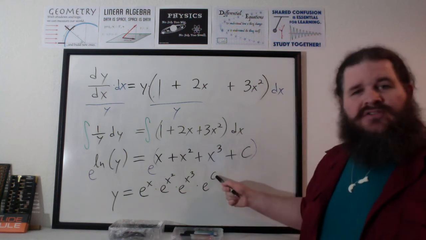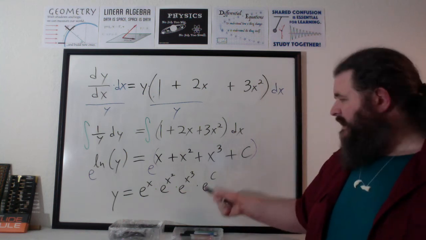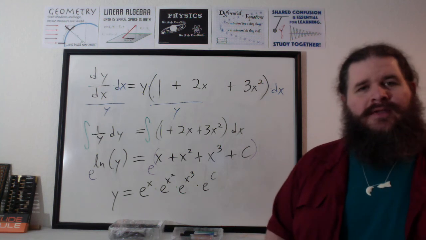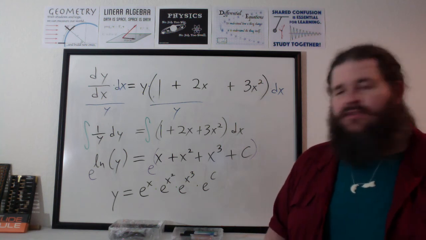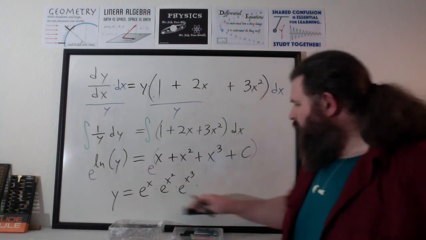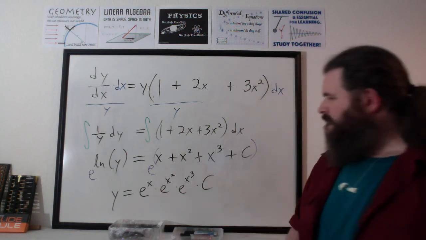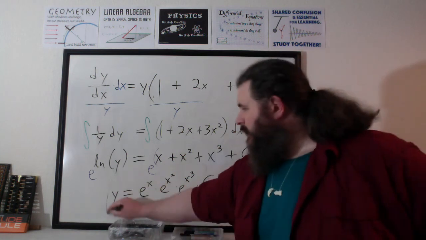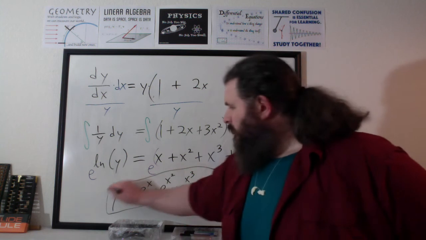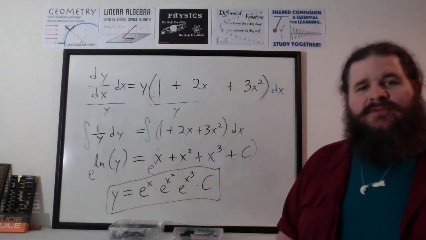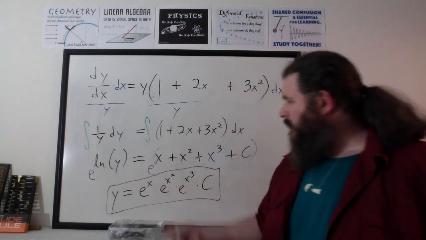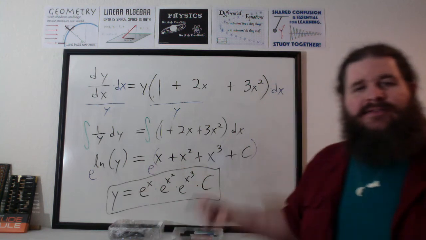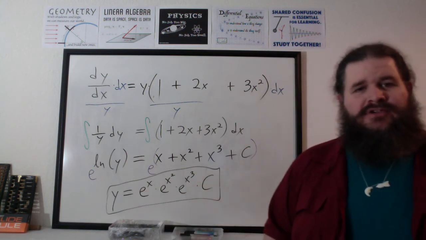But again, c is just an arbitrary constant. So e to the power of an arbitrary constant that we don't know yet is also an arbitrary constant we don't know yet. So we may as well just rename that capital C. So this would be our general solution. And once again, if we had initial values, we could substitute those in for x and y, and solve for C to find the specific solution.